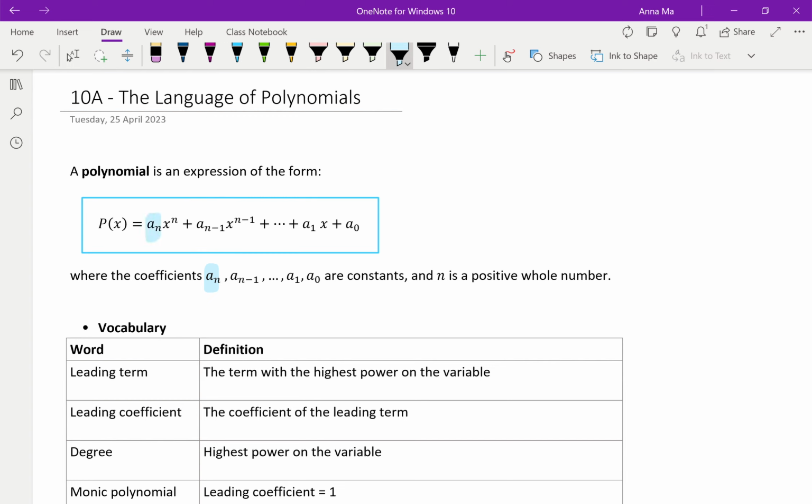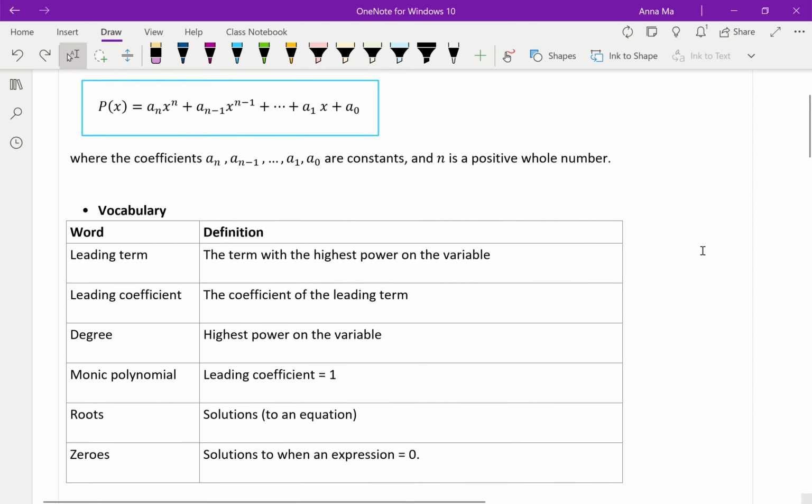We list it at the front because it's the coefficient matching with x to the power of n, where n is a positive whole number, and that's usually the highest power amongst all the terms. So we try to list it so that the highest power term of x comes at the front, and then any x terms that have a lower power come after in descending order. If you have any constants, they're listed at the end of the expression.